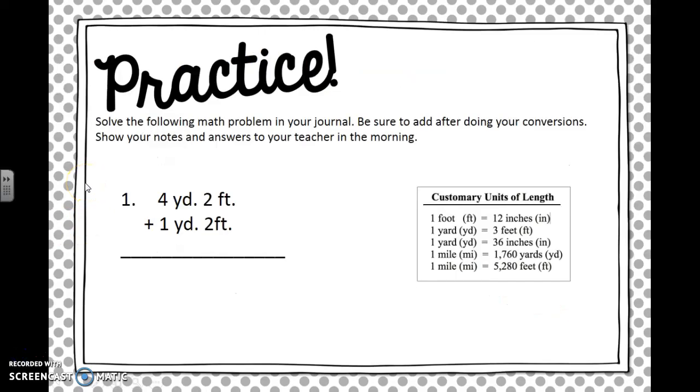Solve the following math problem in your journal. Be sure to add. Notice that we are adding here and not subtracting. So in my practice problem, we subtracted. Now you are going to add. So after you do your conversions, go ahead and add.